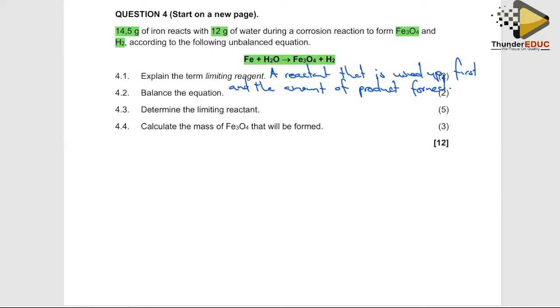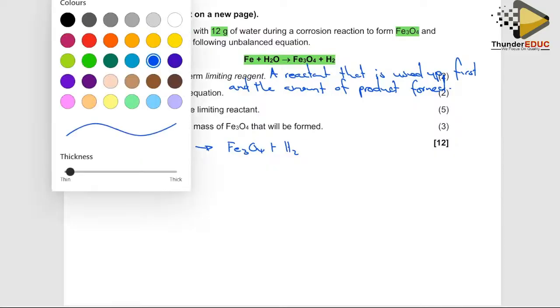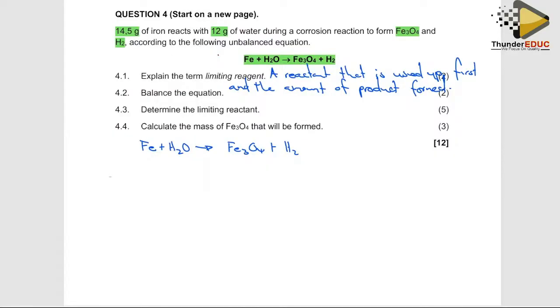So this is how we define our limiting reagent. Then the next question asks us to balance our equation. Our equation there is Fe plus H2O to give me Fe3O4 plus H2. In terms of this, you can see on this side I'm having 3 irons, and on this side I'm having only 1. So for me to balance, I should multiply with the coefficient of 3. Then my irons are now balanced.